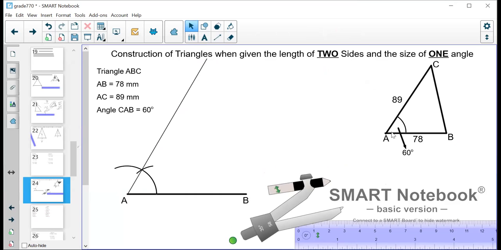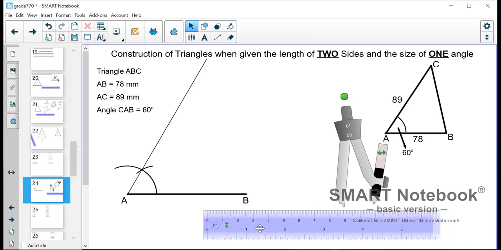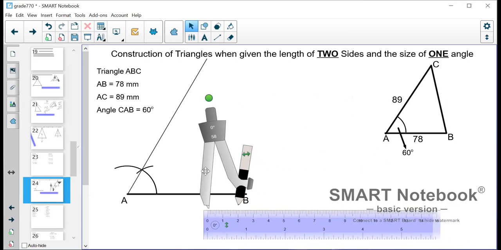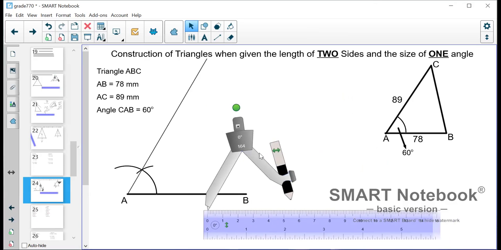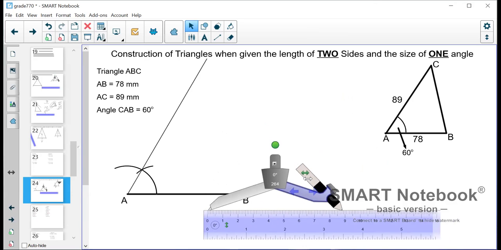Good. So here we have the base 78. We already have the base, and we have the angle, which is 60 degrees. Now, all we need to do is find the length of this side, which is represented here as the 60-degree angle line. So what we do, we use the pair of compasses and the ruler, and we find 89. Again, if we were drawing, then we would have simply used the ruler and drawn the line.